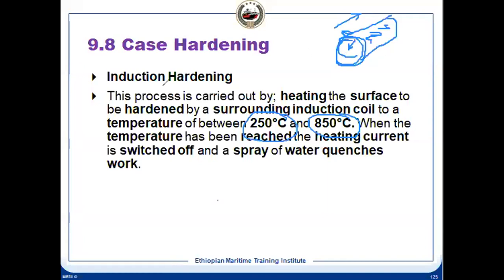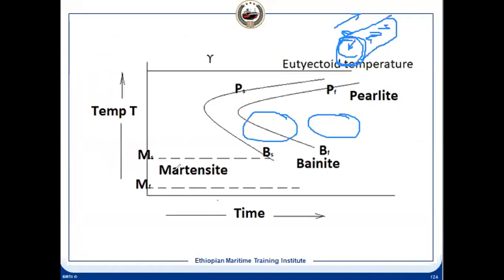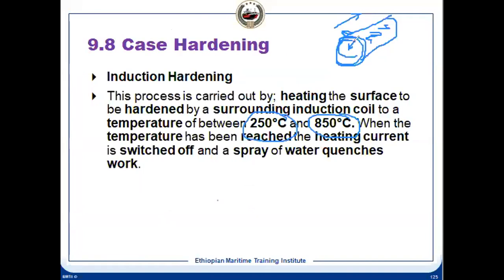What we have seen here is the quenching. It is the same thing. We increase the temperature and immediately quench, so that we get a hard material. But in this case, we only want to make the surface hard, not the inside. So this is one way case hardening is done.